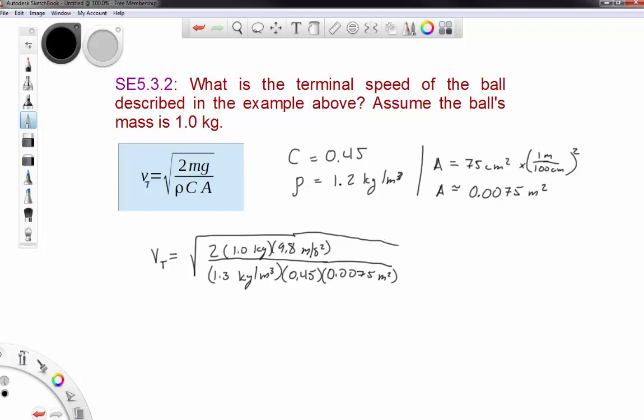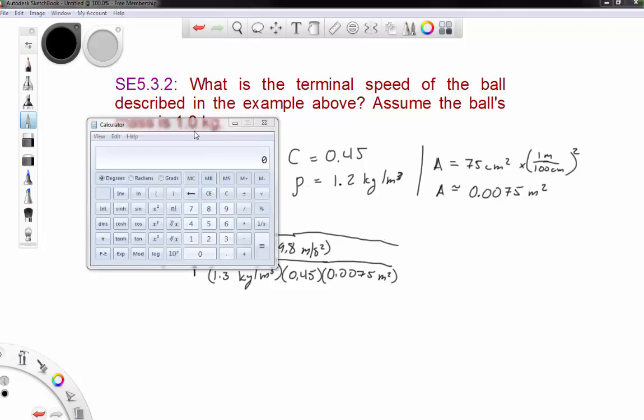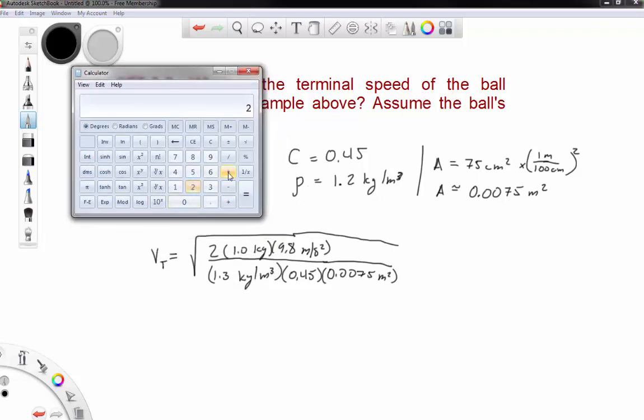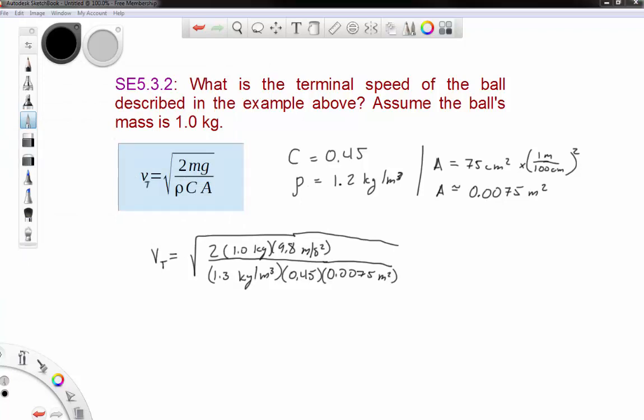Okay, so now we plug that into the calculator. All right, so 2 times 9.8, I'm not even going to bother putting in the times 1. Now we divide by 1.3, divide that by 0.45, divide that by 0.0075. Okay, and now we take a square root and we get 66.84. So the terminal speed here is about 67 meters per second.